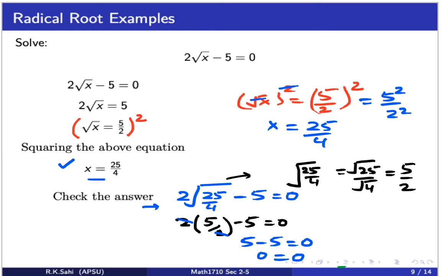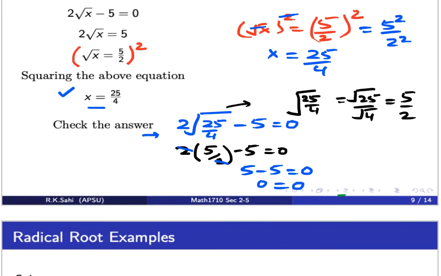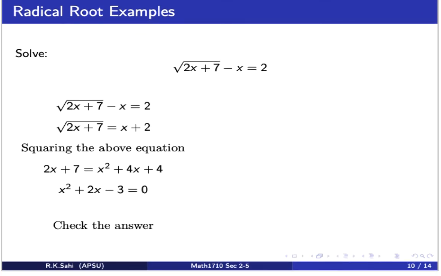Now let's look at a little difficult problem. The radical root here is square root of 2x plus 7. And the equation is minus x equals 2. So now this whole problem is square root of 2x plus 7 minus x equals 2. Solving these problems basically means put the radical root on one side and take all the other terms on the other side. So here we get x plus 2 on the right hand side.